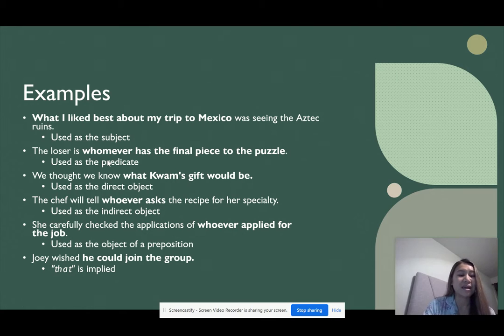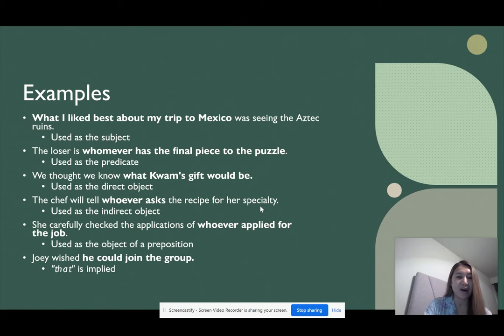Next, let's look at it as a direct object. We thought that we know what Kwan's gift would be. So what's our direct object? What Kwan's gift would be. It tells something about what pertaining to our subject. And then let's look at it as an indirect object. The chef will tell whomever asks the recipe for her specialty. We don't know.